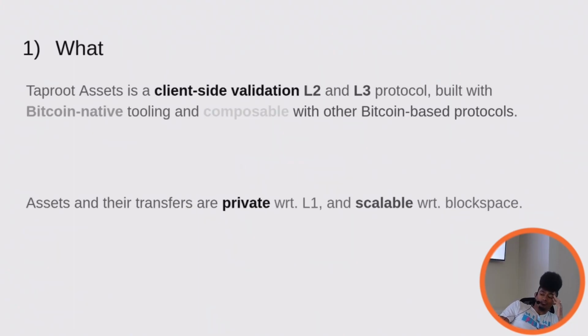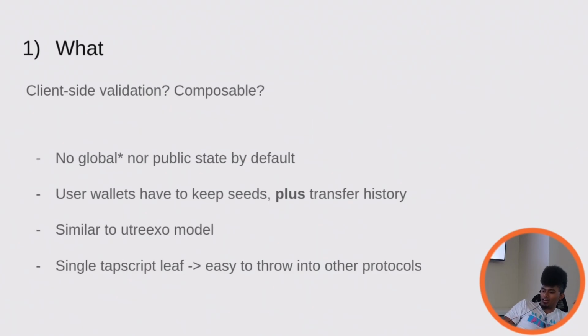Anyways, instead of using diagrams, I'd rather just use buzzwords and explain them as needed. So I'm not gonna read this. There's this term, client-side validation, that seems pretty well defined, which usually just means there's no global state, or if there is, you still have to hold some state on your side as a client.